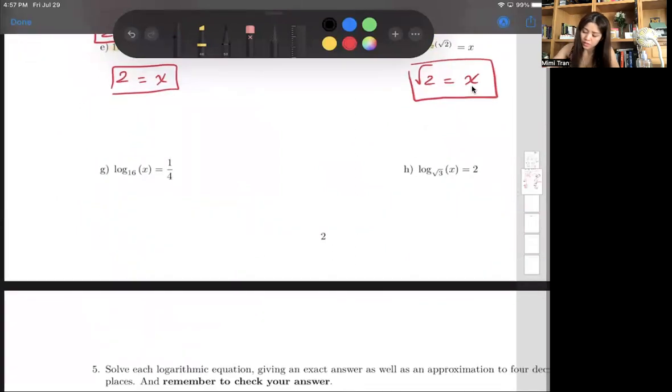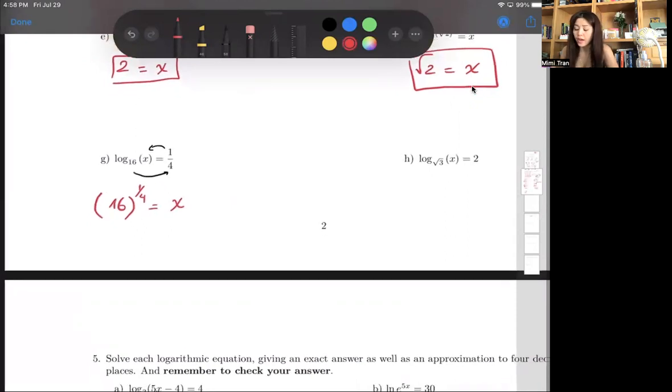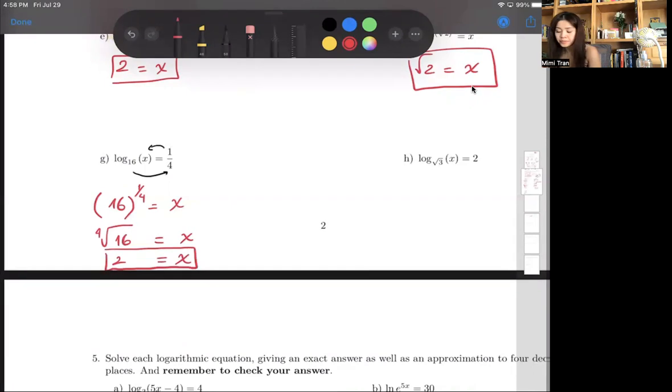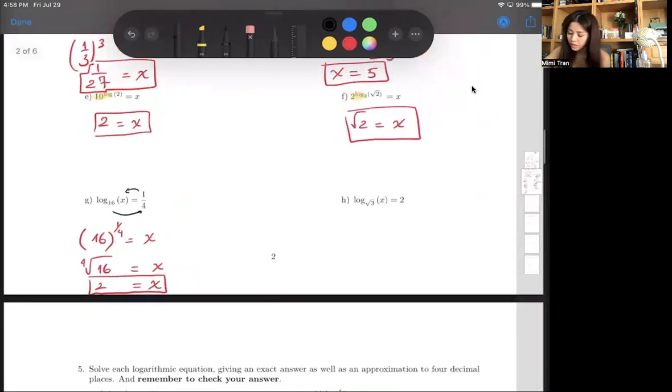All right, this one, 16 to the 1/4 equals x. Now you can plug it into your calculator at this point. What's 16 to the 1/4? Basically, it's the fourth root of 16, right? You can change it into the fourth root of 16, which is 2, because 2 to the 4 is 16. And then this one, root 3 squared equals x. Oh, this one is easy. So x equals 3. On the exam, don't mess up this one.